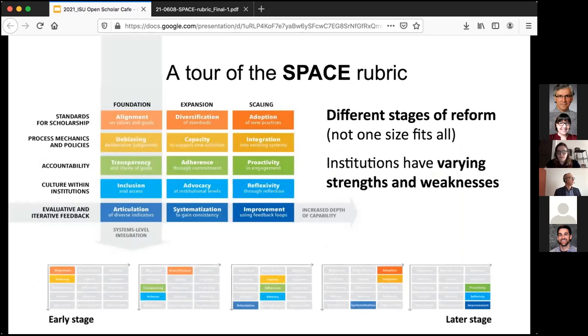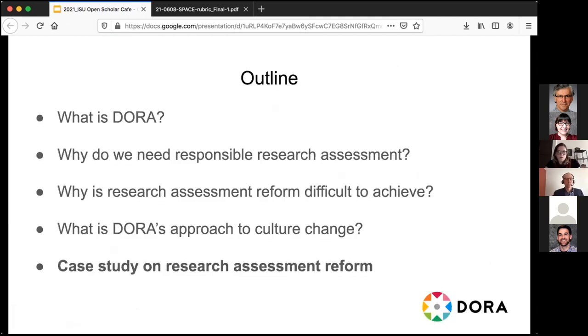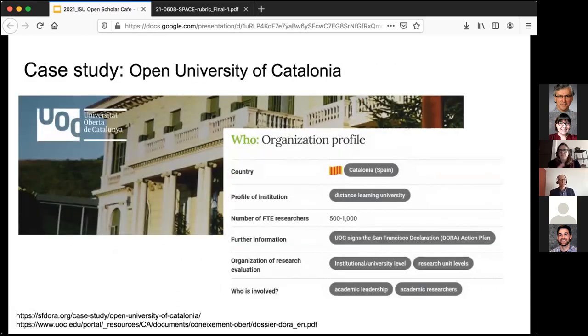And this is just to emphasize that because institutions are all at different stages of readiness, the activities you might focus on when you're just starting out are going to be different than what you're focusing on at the end. Okay, and now I just want to quickly go through this case study at the University of Catalonia.